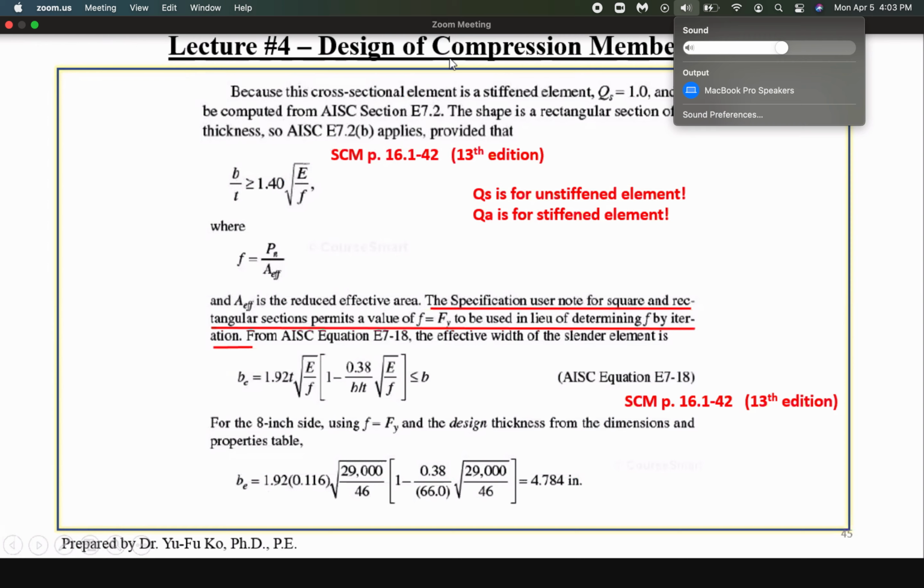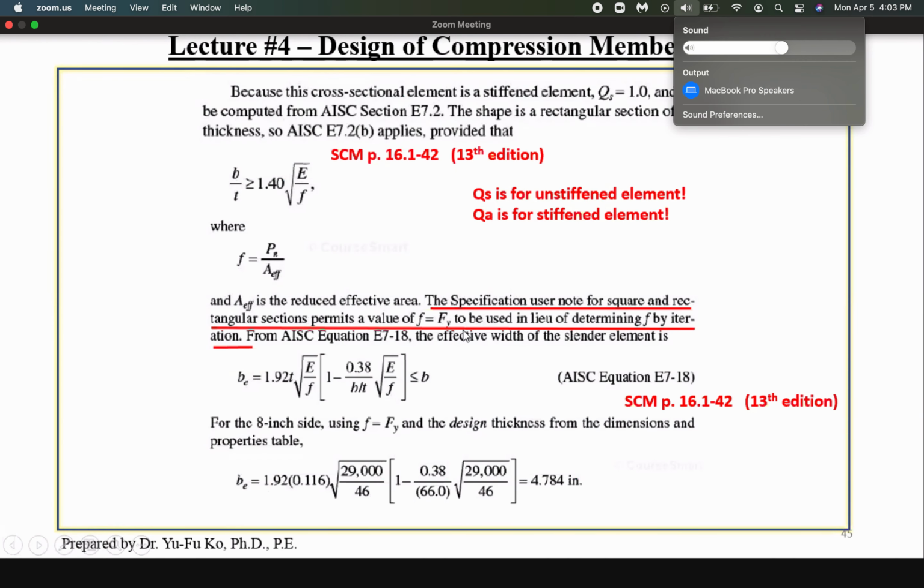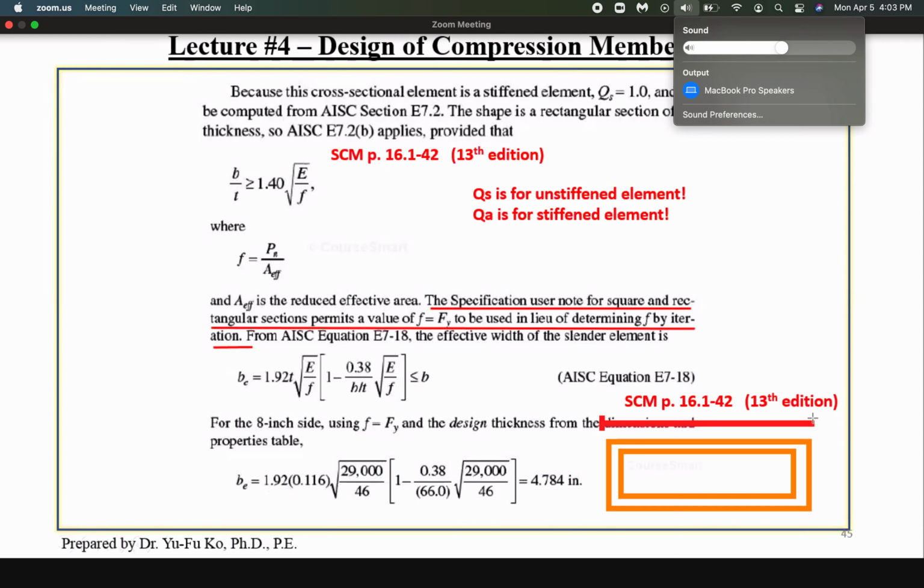So, the example for calculation: this is the cross section of that HSS 8x4. Okay, so you know that for the 8-inch side, which is from here to here, is 8 inches. Okay, so we are talking about this element.